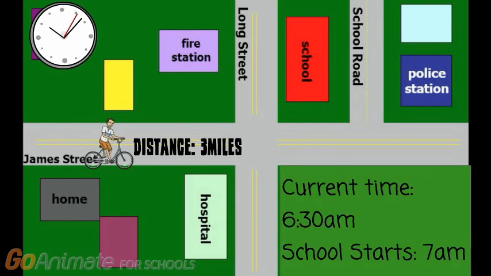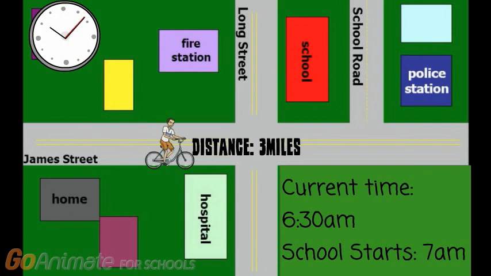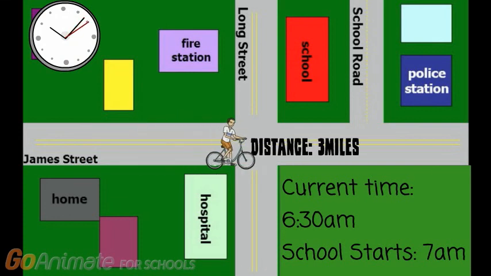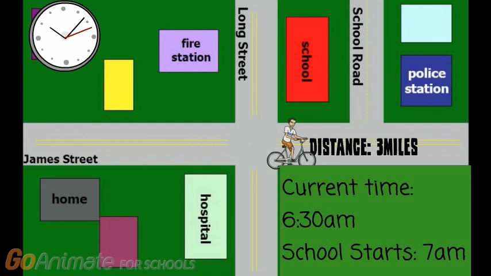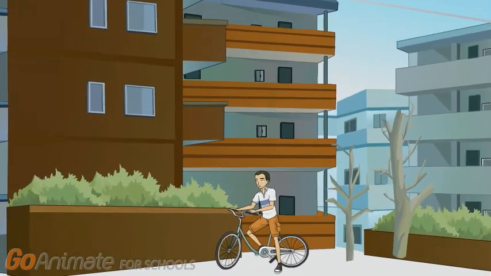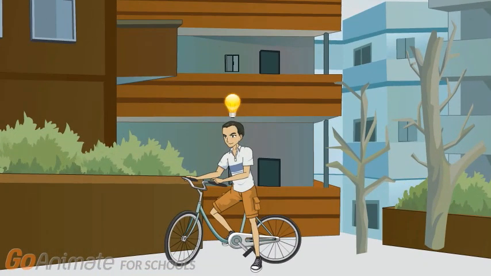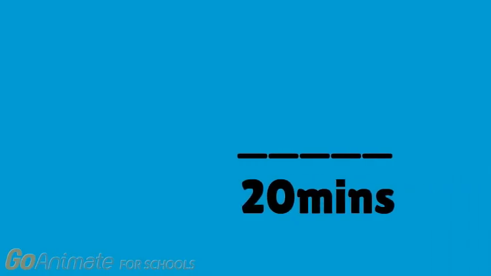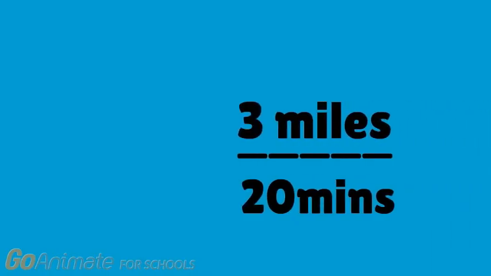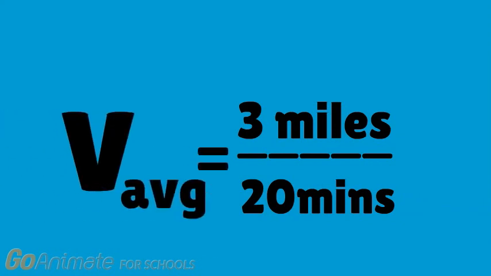Right now it is 6:30 a.m. and school starts at 7 a.m. He lives 3 miles away, so if he needs 10 minutes to study, then he needs to get to school in 20 minutes. This actually brought up a perfect physics problem. If he needs to get to school in 20 minutes and he lives 3 miles away, then what is the average velocity he needs to go at in order to make it in time?